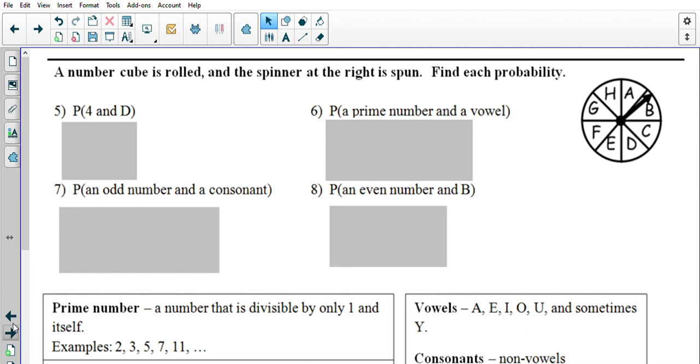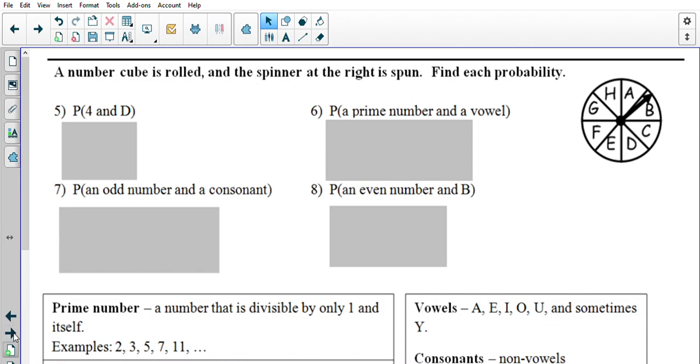All right, so we shift gears a little bit. So these are also independent events. A number cube is rolled and the spinner at the right is spun. Find each probability. So these are independent events. You roll a cube, you spin a spinner. Those are not impacting one another in any sort of way.